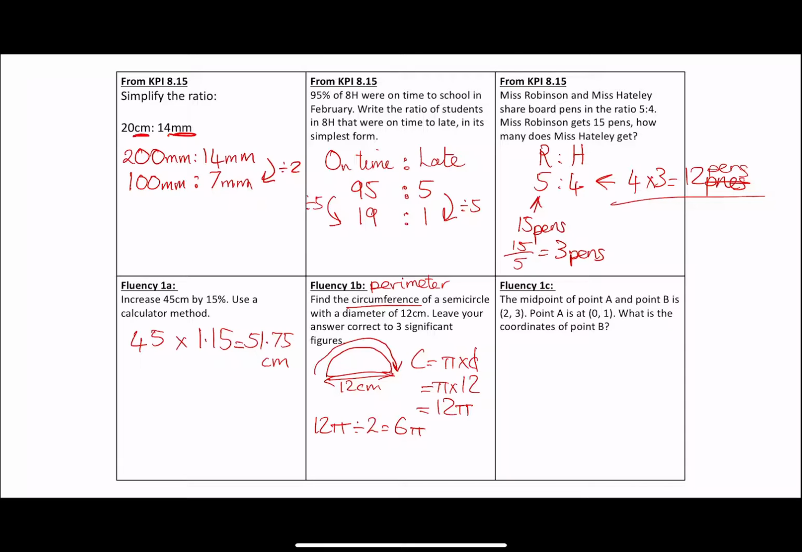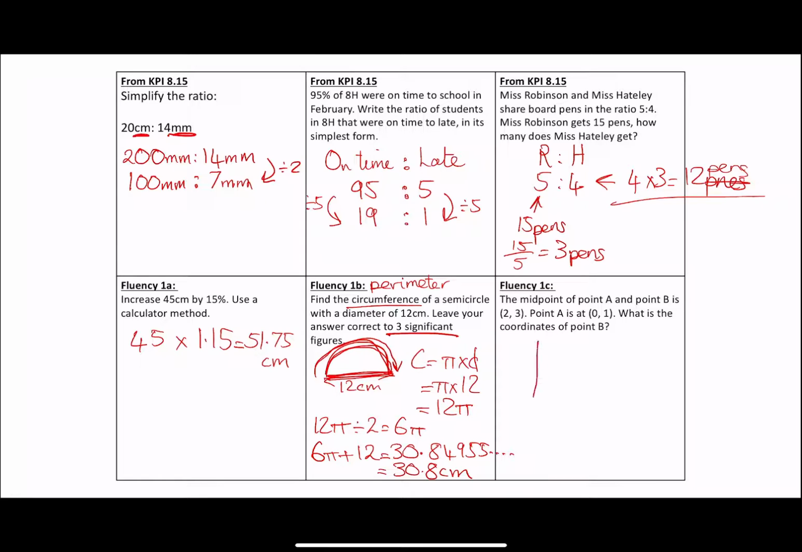I'm not done though, because actually the circumference would be this curved section, but plus that straight section. So I need to do, to get all the way around the outside, 6 pi plus 12. Only then do I reach for my calculator and I type in 6 pi plus 12, which gives me 30.84955, etc. It wants my answer to 3 significant figures, so 30.8 centimeters. Okay, Fluency 1C, our final question.